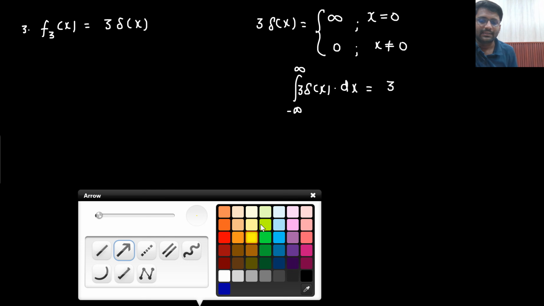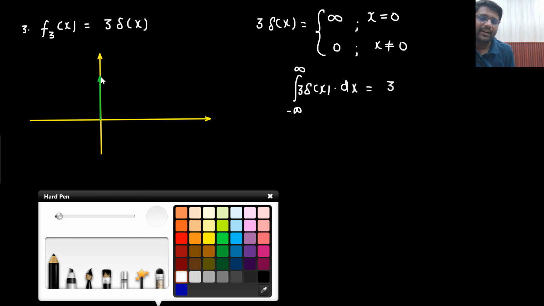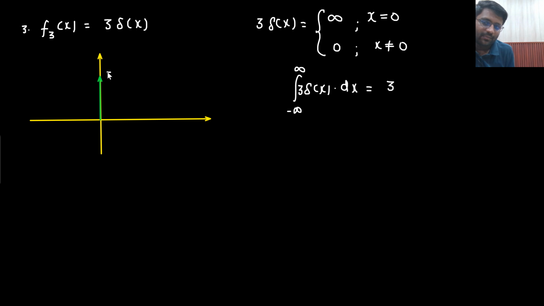So again, in the same way I will draw the graph. I need to draw 3 delta x. Infinite amplitude is there, that means I will show the arrow. But near the arrow, what will I write down, 1 or 3? I will write down 3, because 3 is representing the area. So here I will write down 3. So this is the graph of f3x versus x.